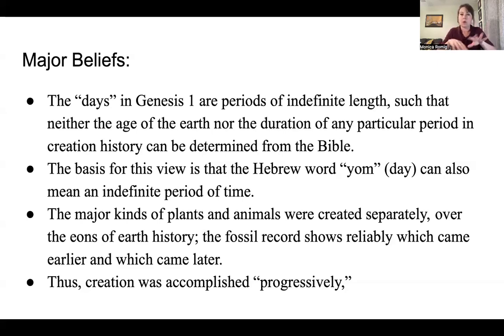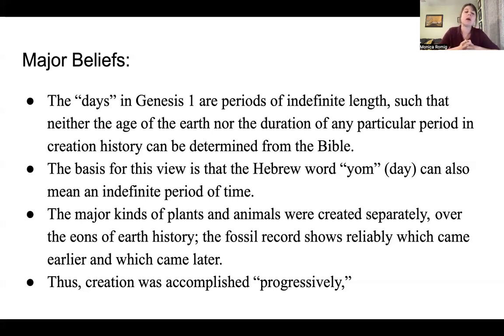With this theory, no. A day in Genesis 1 is actually a period of indefinite length, so that neither the age of the earth nor the duration of any particular period in creation history can be determined from the Bible. So when it says day, it could have been a day, could have been 1,000 years, could have been a million years, could have been a billion years, because the word day is not being used to mean a calendar day, it's being used to mean something else.